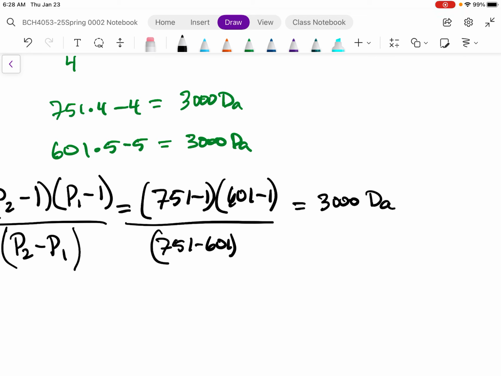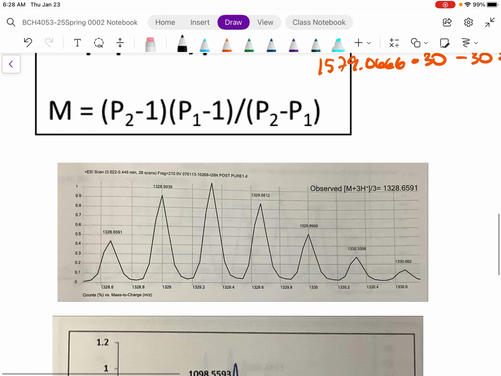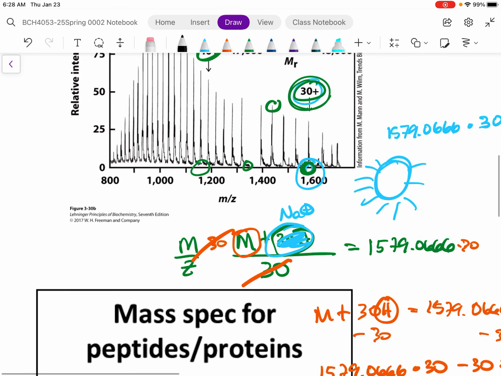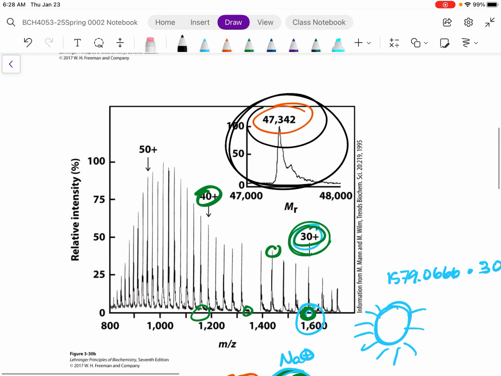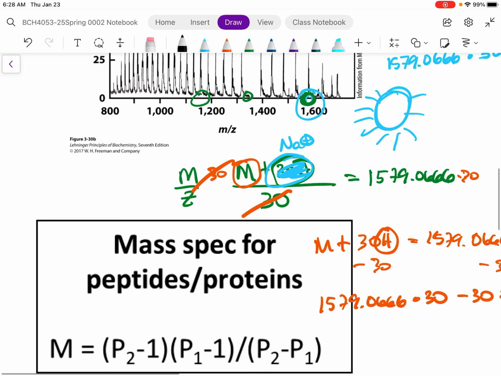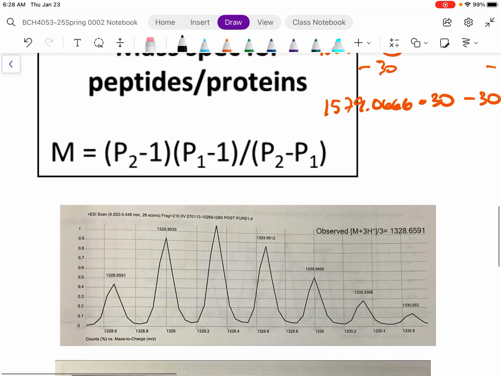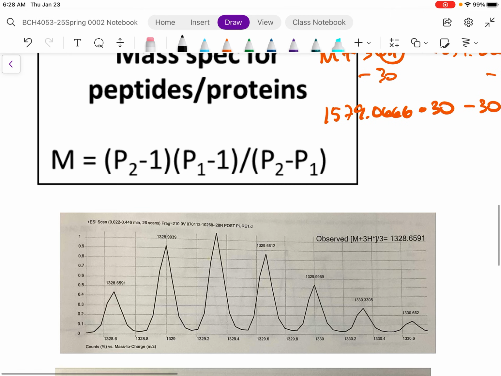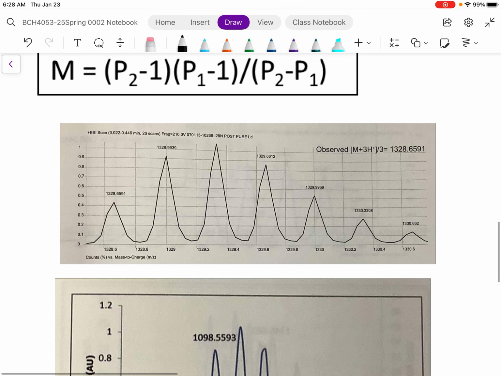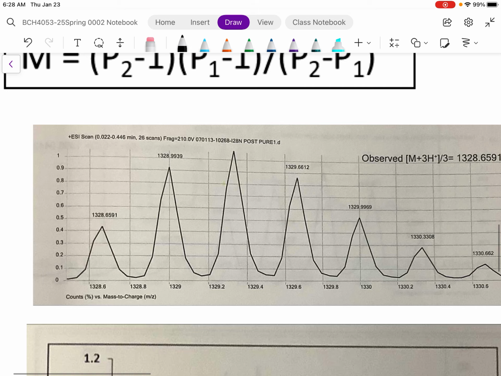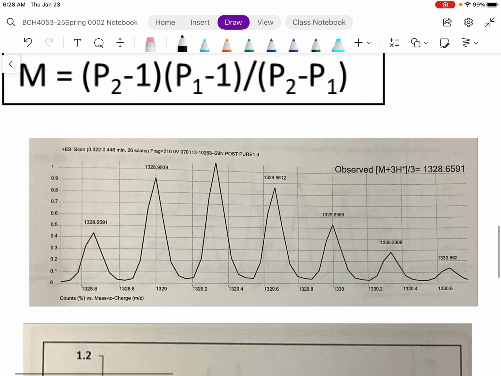Okay, so that was for proteins. Let's start and look at peptides. The mass spec of a peptide is going to look a whole lot different than a protein. There's that formula I just talked about, but here is the mass spec of a peptide. And you can see the m over z values above the individual peaks there.